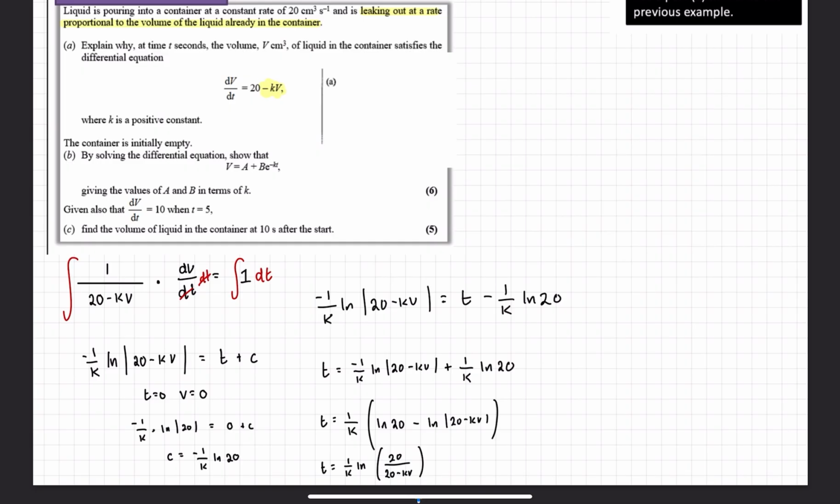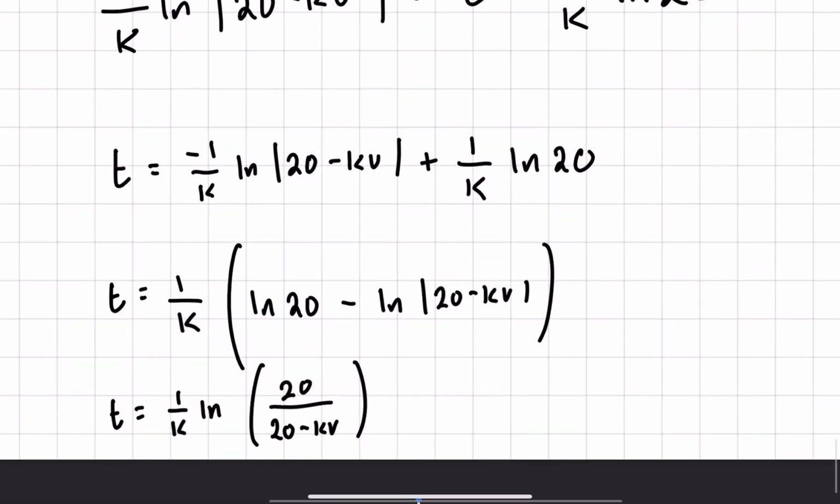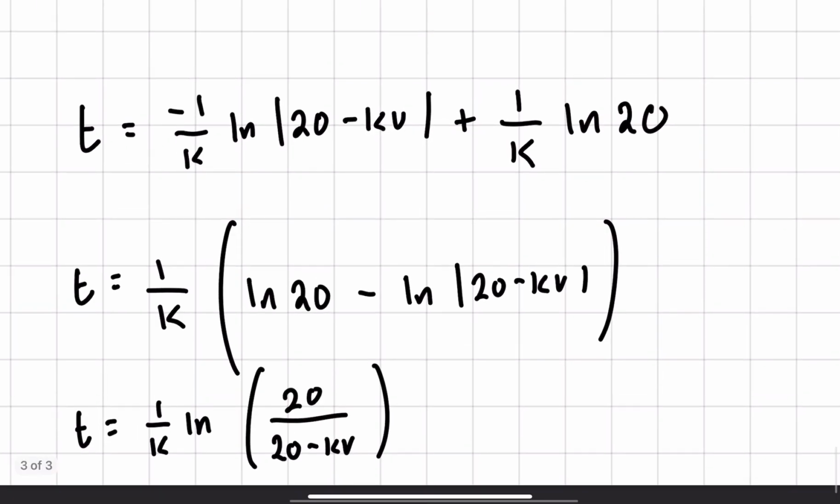How am I doing? Give the answers A and B in terms of k. Okay. Right. So let's have a look. Bear with me.